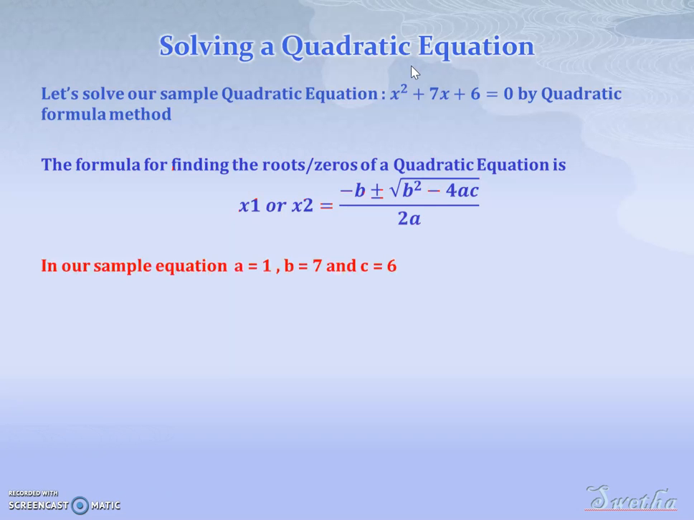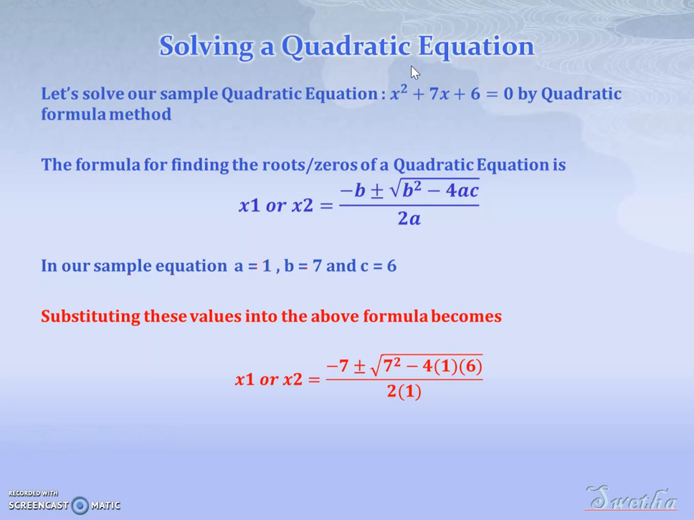In our sample equation, a is equal to 1, b is equal to 7, and c is equal to 6. By substituting these values in the formula, we get x1 or x2 is equal to negative 7 plus or minus the root of 7 squared minus 4 times 1 times 6, all over 2 times 1.